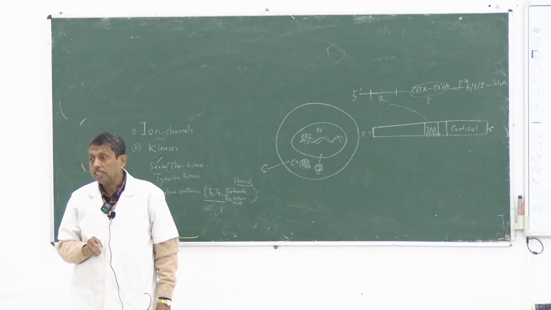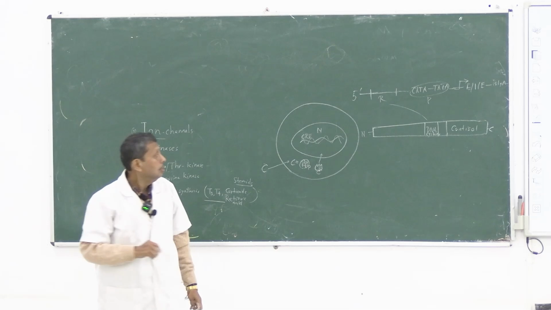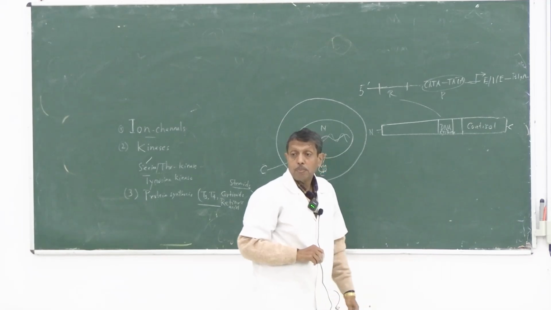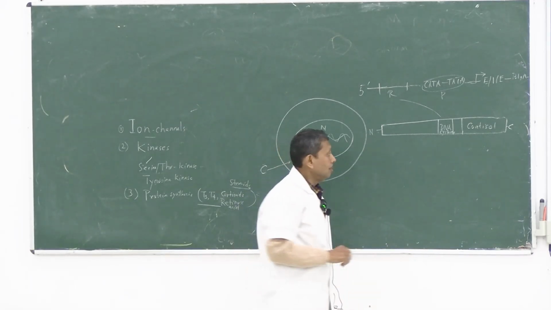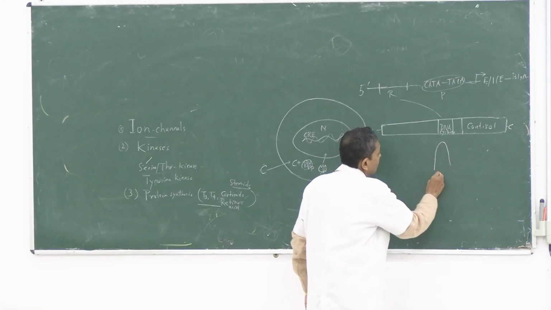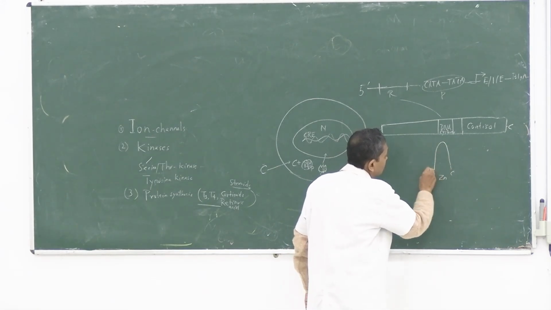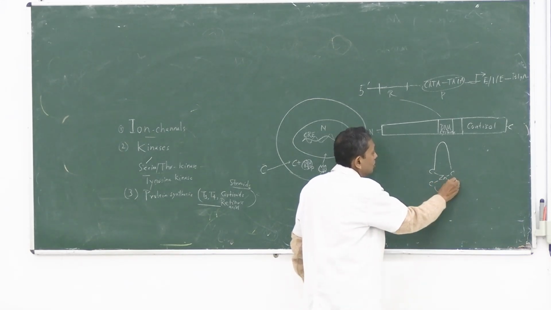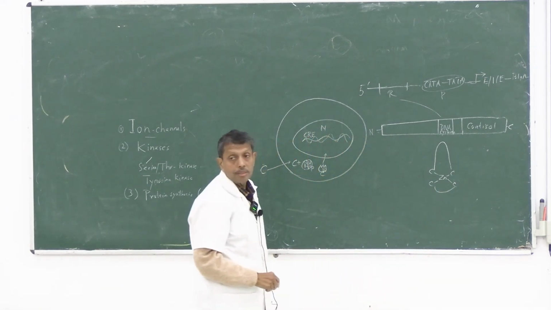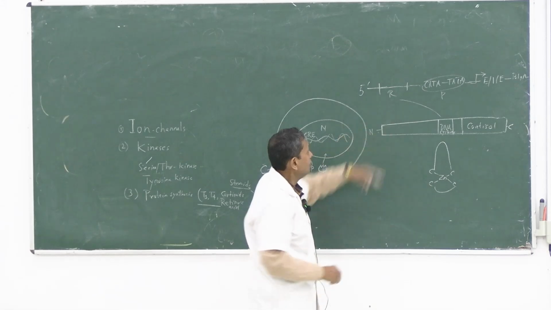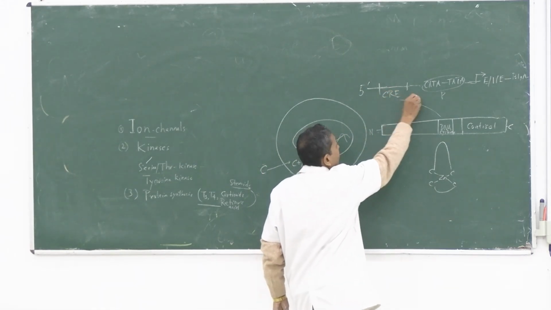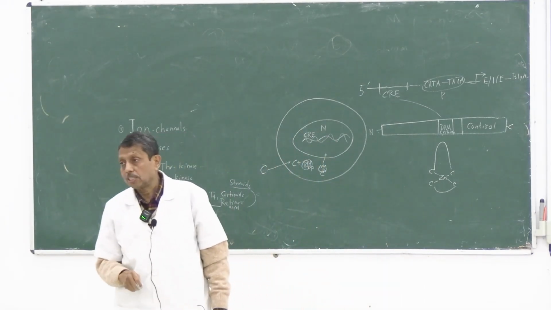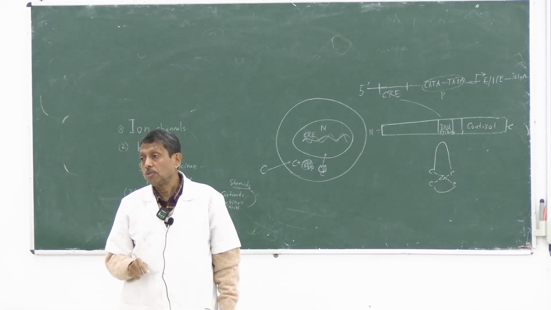Zinc fingers are involved in this case. This part contains cysteine-rich zinc fingers, this type of structure, by means of which it will bind with the cortisol responsive element, and that increases the transcription, or in some cases there may be suppression of transcription. In most cases there is an increase in the transcription.